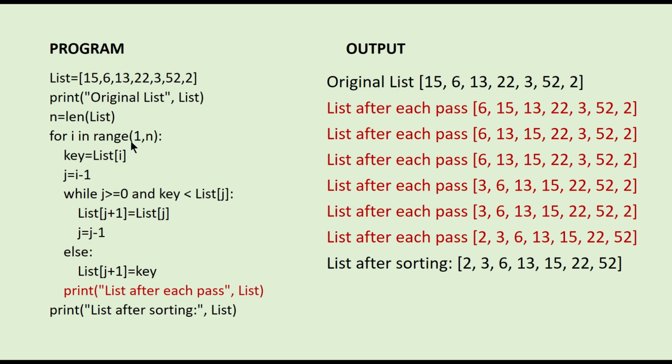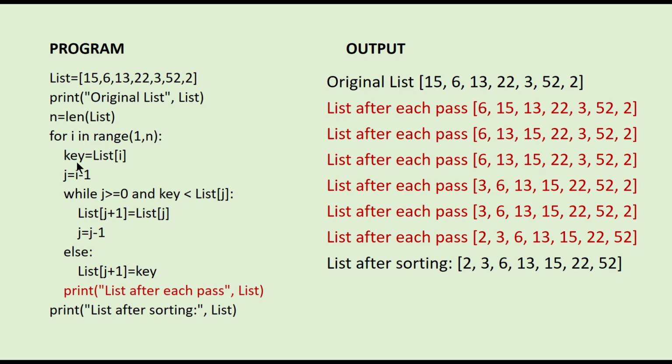Why am I starting with the 1? Because the 0th element will be by default considered as a sorted list. So I will start taking the element from the first index. That is the reason why the range function is given from 1 comma n. And the key is equal to list of i.